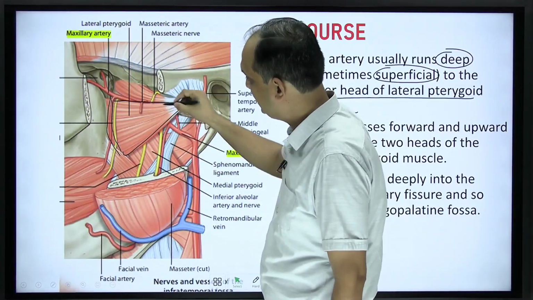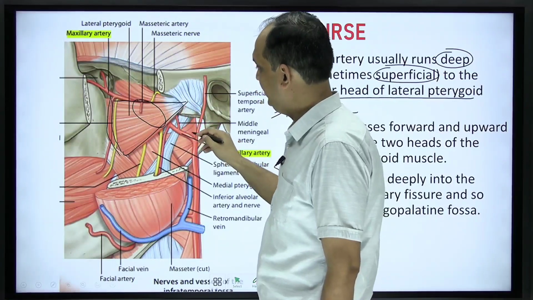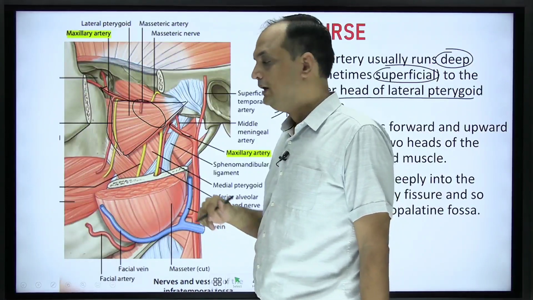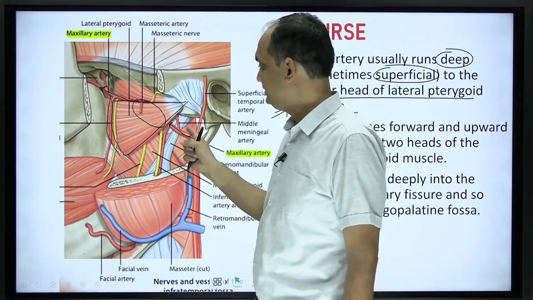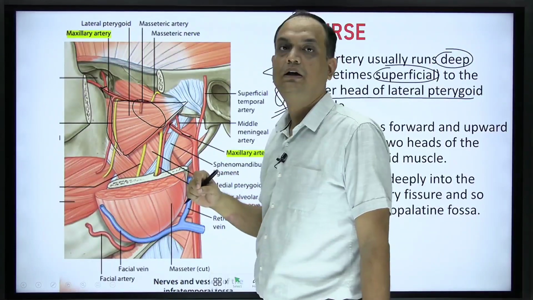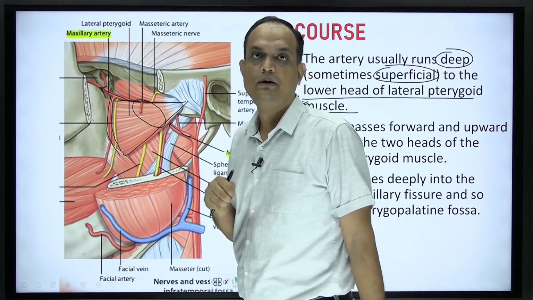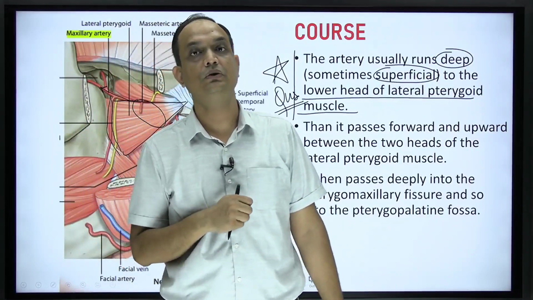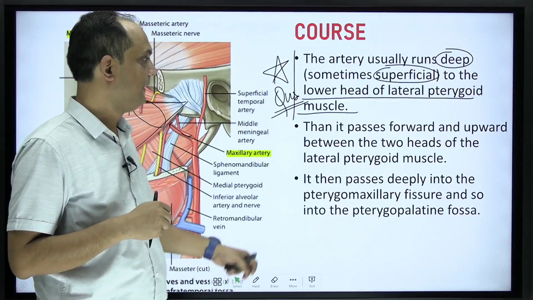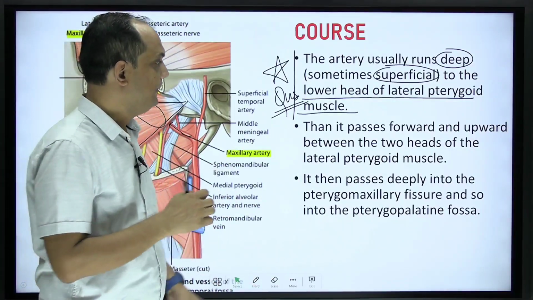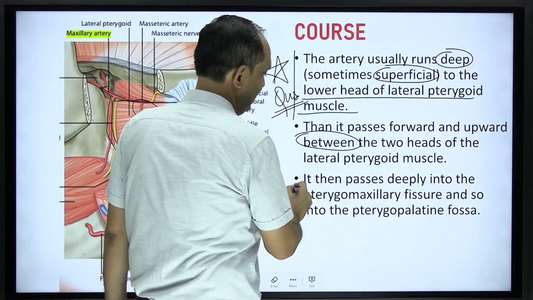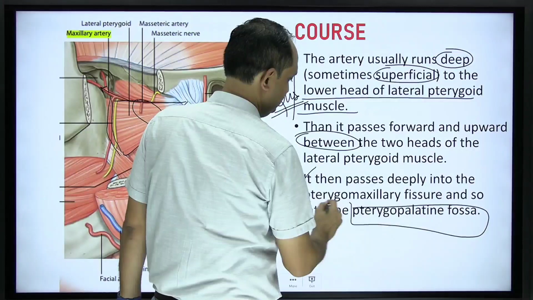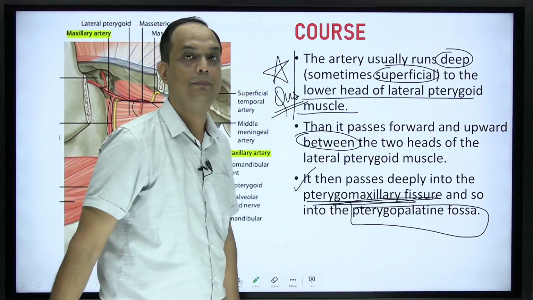Now here you cannot see the artery in this portion because the artery is going deep from this border and coming out here along the upper border. So what you are able to understand is that this is the portion of the muscle which is superficial to the artery. So sometimes the artery may be deep or may be superficial to this lower larger part of the lateral pterygoid muscle. Then the artery passes forward and upward between the two heads of the lateral pterygoid, and ultimately it will enter into the pterygopalatine fossa through a vertical slit known as the pterygomaxillary fissure.